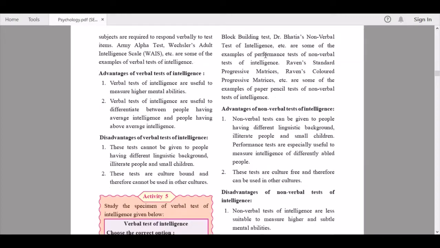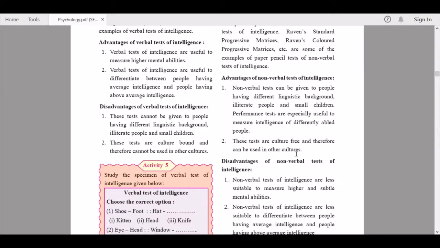Here we have been given the advantages of non-verbal tests of intelligence. Non-verbal tests can be given to people having different linguistic backgrounds, illiterate people and small children. Performance tests are especially useful to measure intelligence of differently abled people. These tests are culture free and therefore can be used in other cultures.